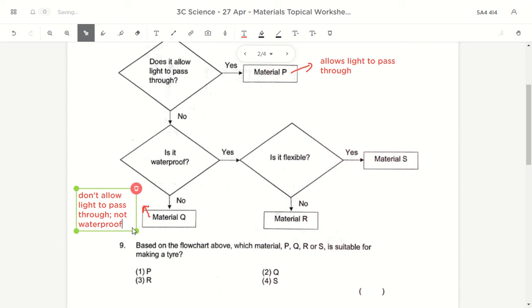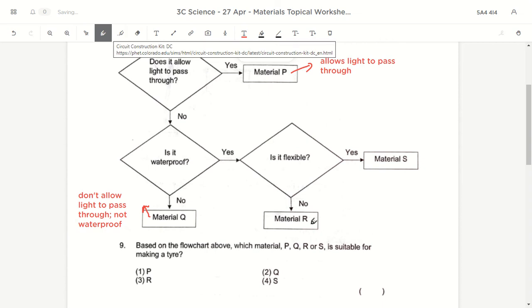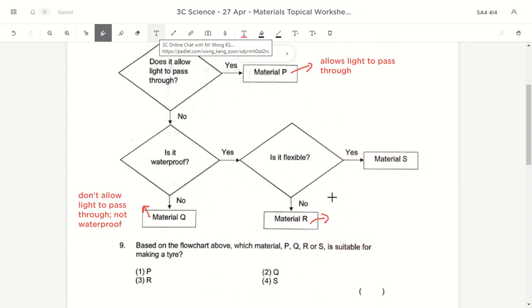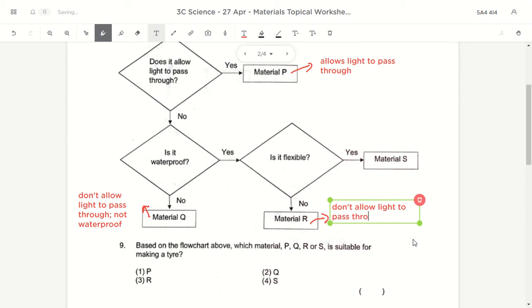So analyze the diagram first, before you analyze the flowchart, before you go and do your questions. So for R, same thing. What I know about R, I know it doesn't allow light to pass through. On top of that, it is waterproof because it says it is waterproof. So besides don't allow light to pass through, it is waterproof. And on top of that, it is not flexible, or we call it stiff, because it says no, I'm not flexible.